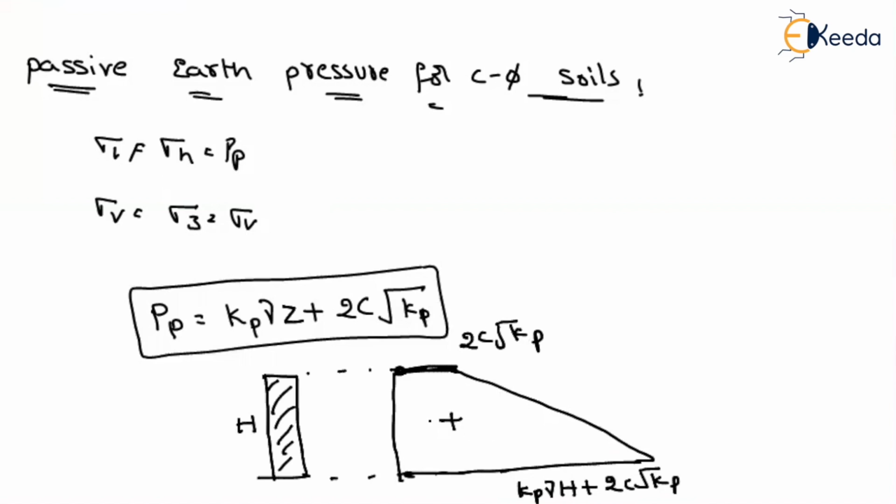So if you see in this condition, all the soil is under compression. That means here, you cannot make a vertical cut in this case. If it is an active earth pressure condition, then some part of the soil is under tension. But if it is a passive earth pressure condition, then the entire soil mass is under compression only.